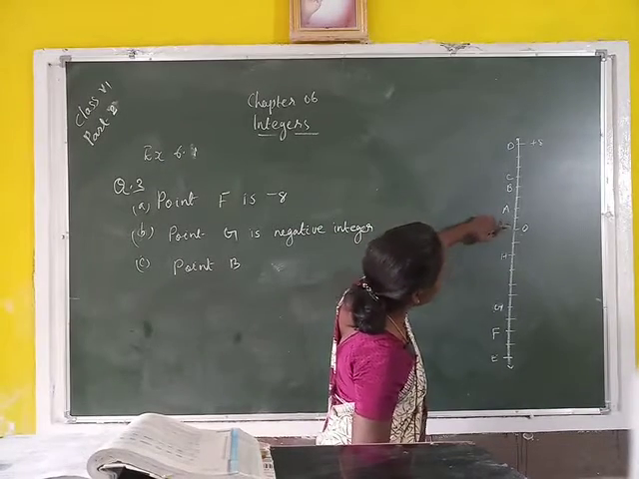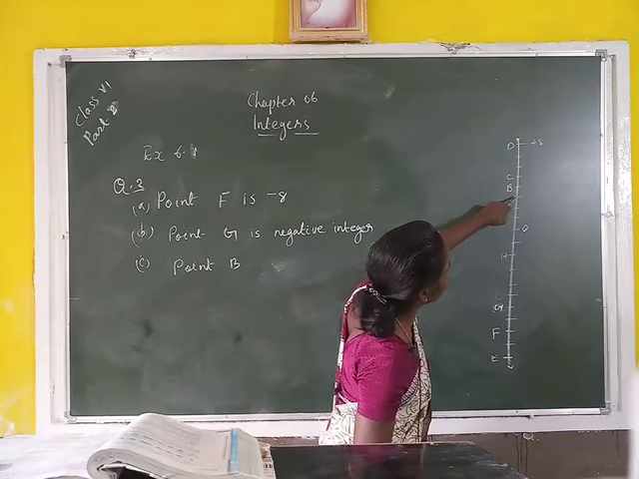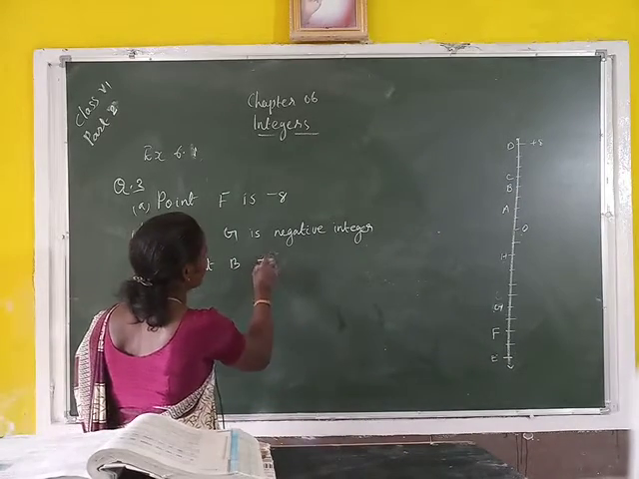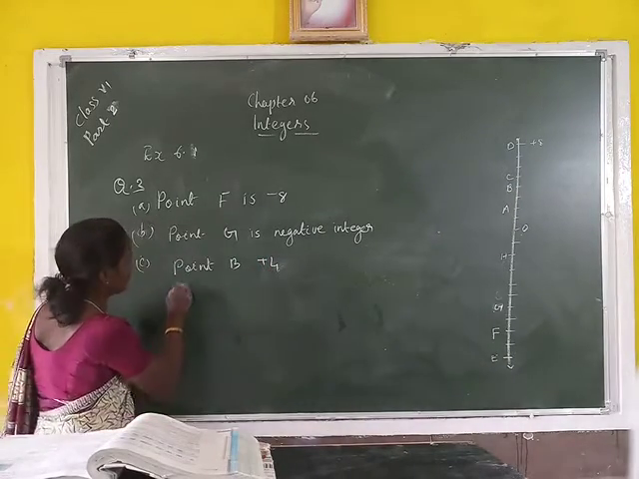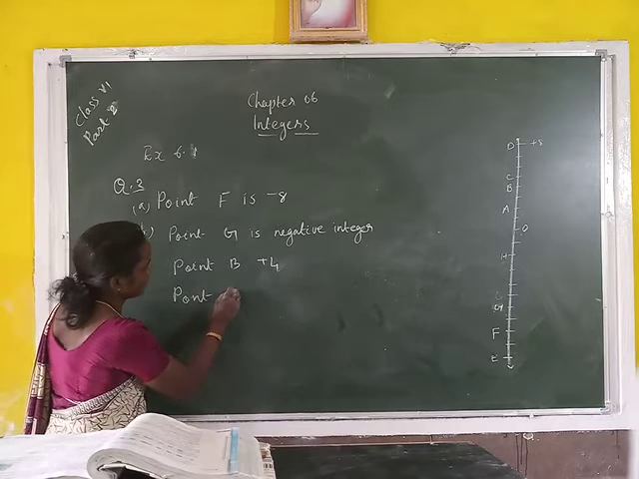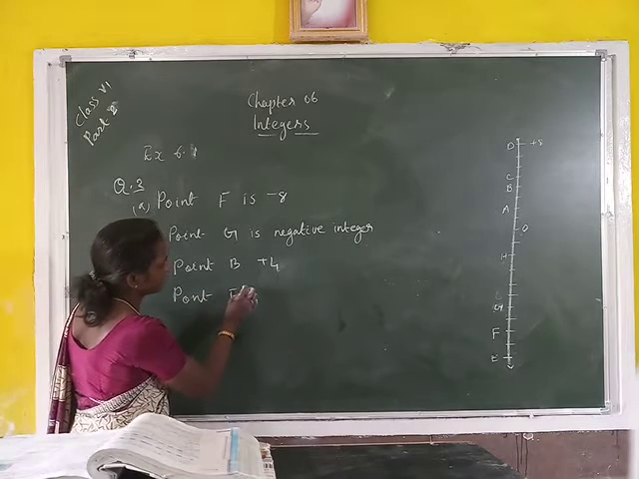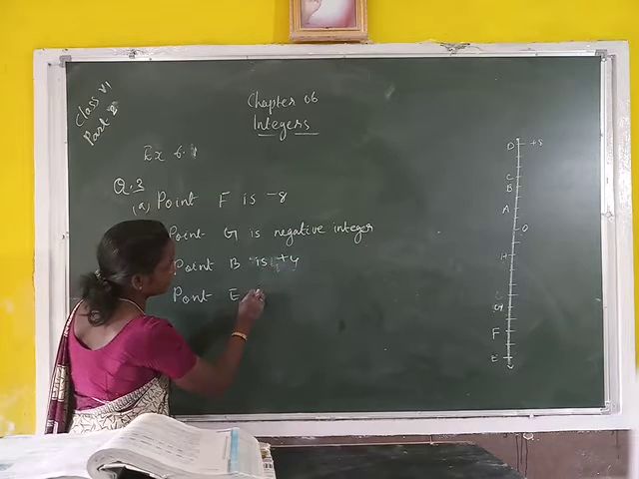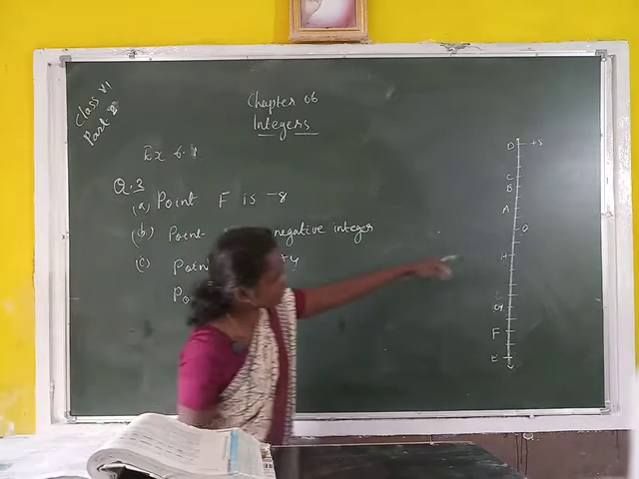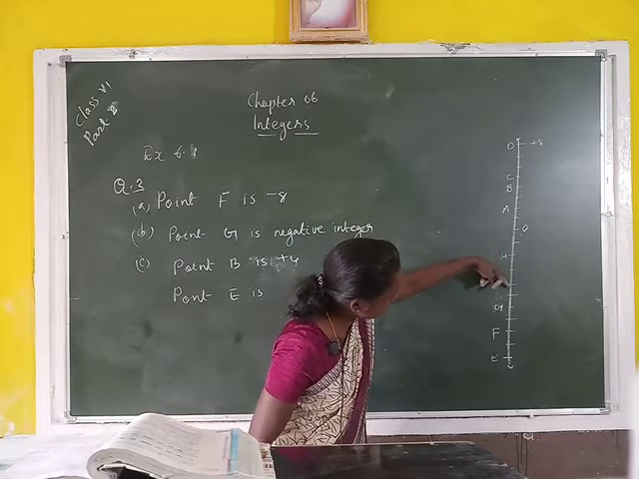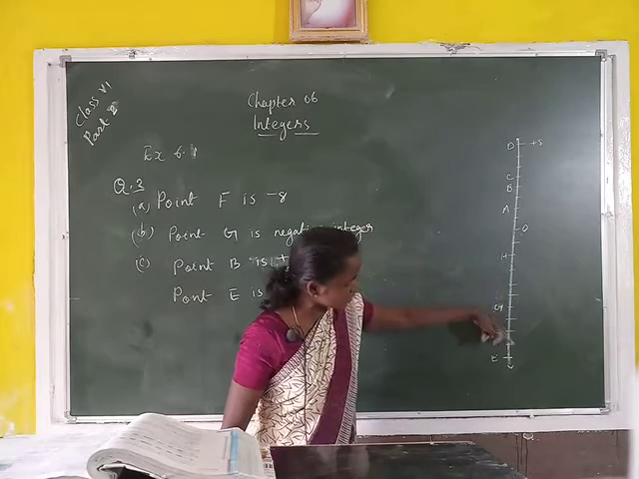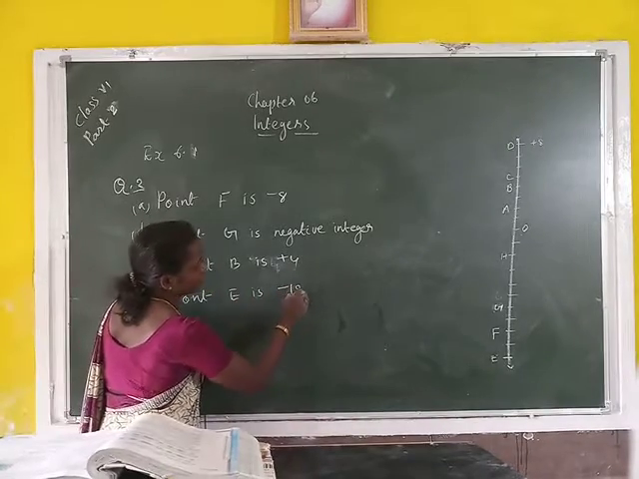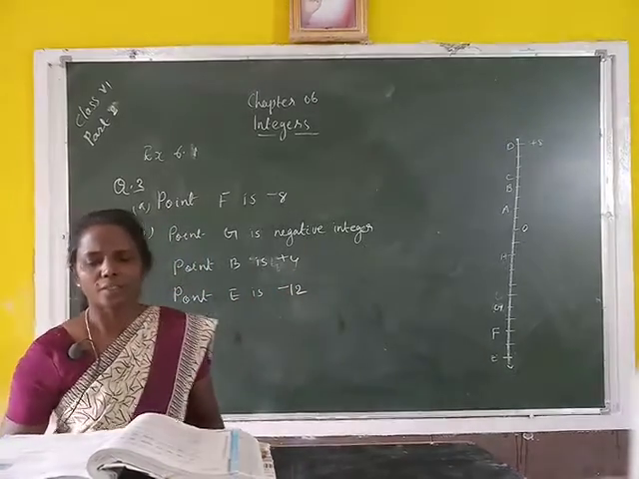Point B, look, positive 1, 2, 3, 4. Then this point B is positive 4 and point E is 1, 2, 3, 4, 5, 6, 7, 8, 9, 12. So this is positive or negative? Negative 12.